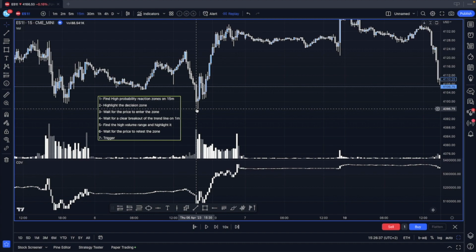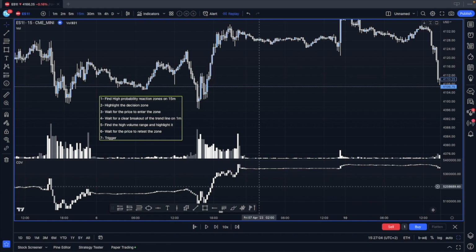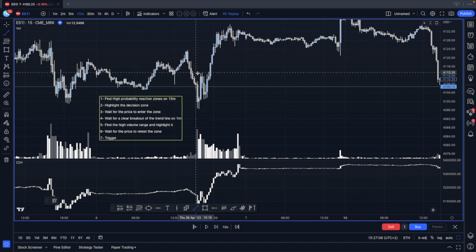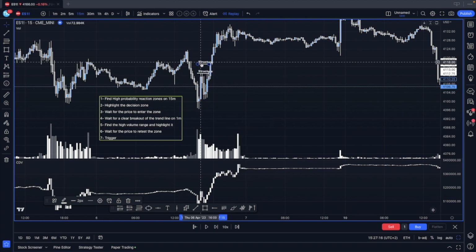If you watch my previous video about supply and demand zones, you can easily understand how I find them, but I want to recap a little bit. The first thing is I want a break of structure, like this one. This is a clear break of structure, or this as well.